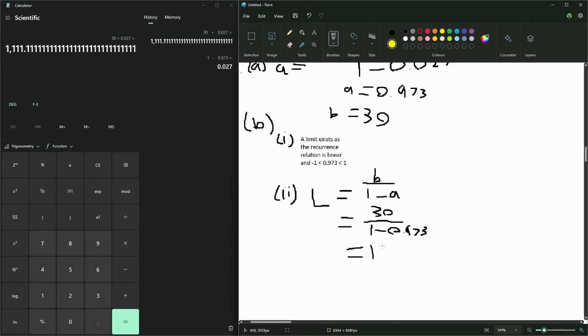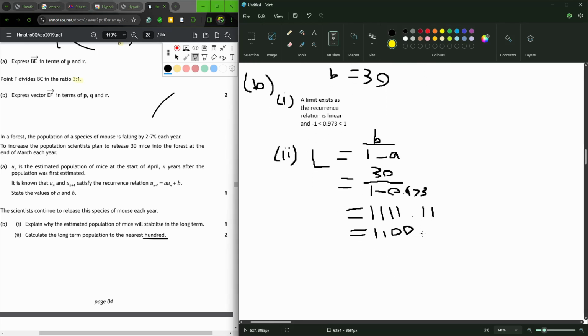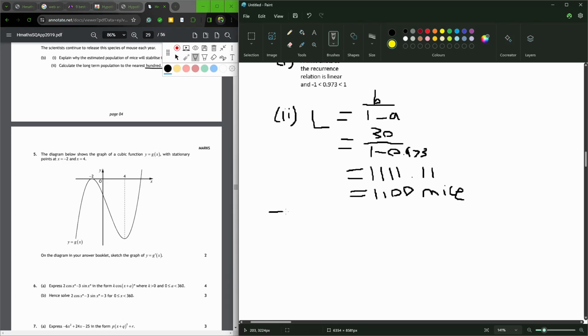Okay, so we can write that now. 1,111.1 to infinity. But notice that it says on here to the nearest 100. So we've actually got to round this. I'm going to round it down because it's not over 1,150. So it's 1,100 mice. You don't need to add the mice in there, but it probably helps tie your answer back. All right, moving on to 5.